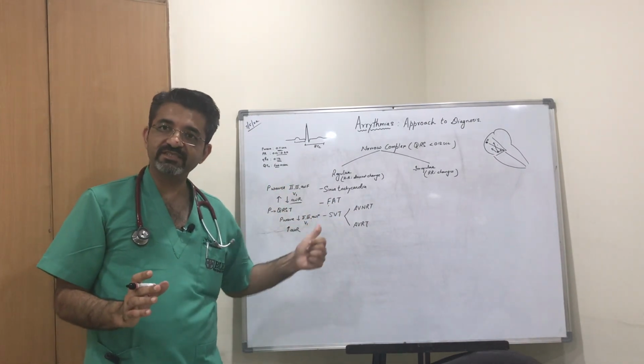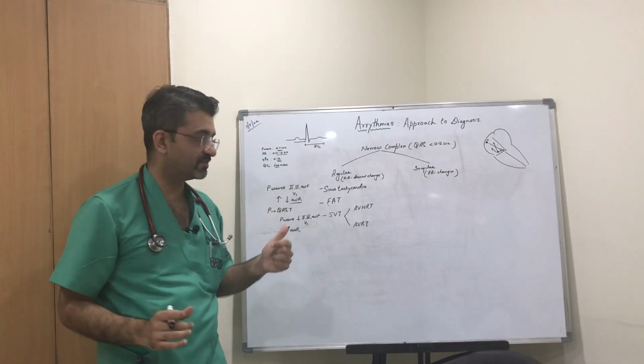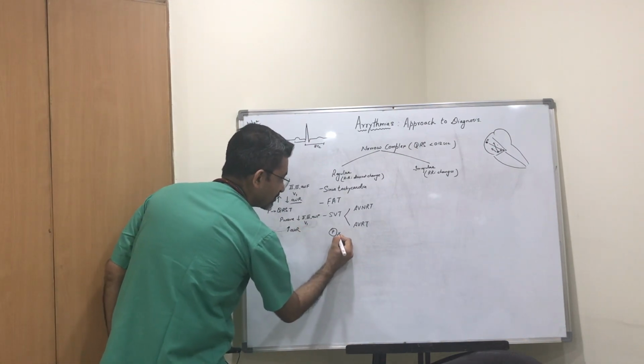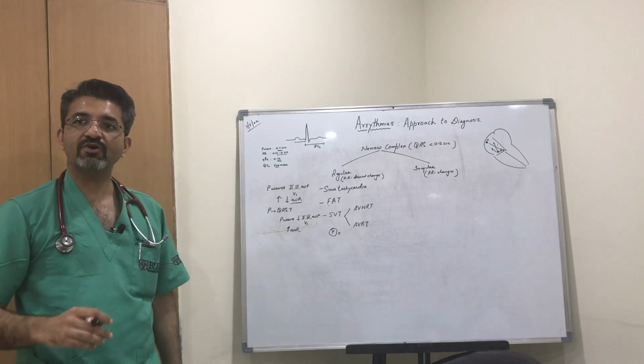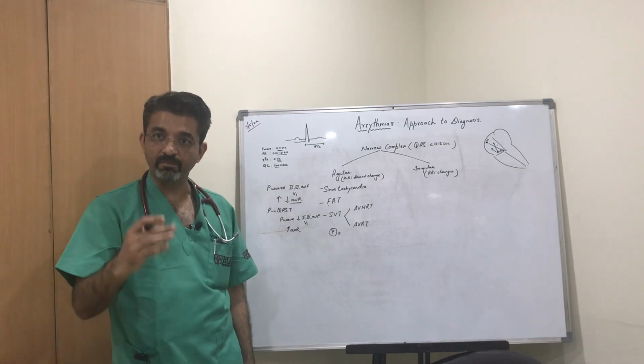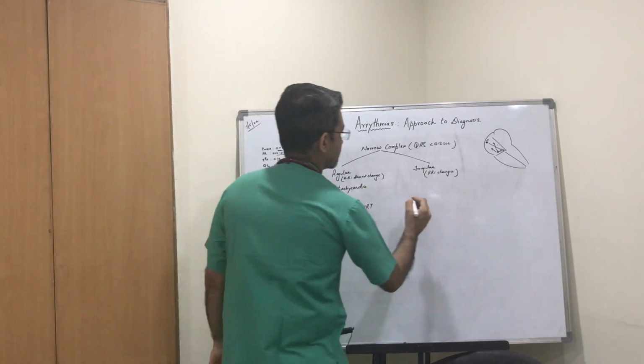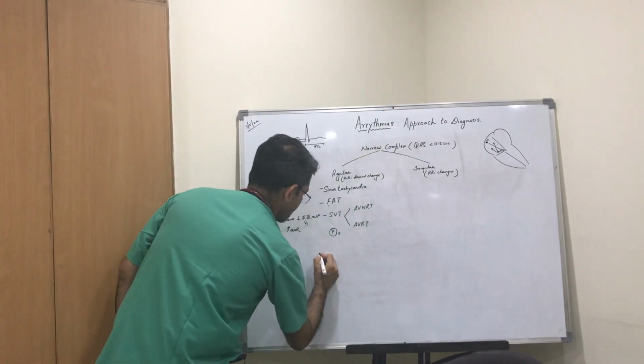So how do you identify? You identify that you cannot see the P wave. You will not be able to see the P wave, but where can this P wave be appreciated? Suppose it is like this.